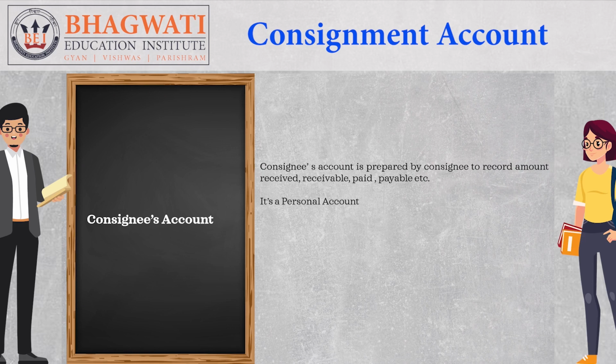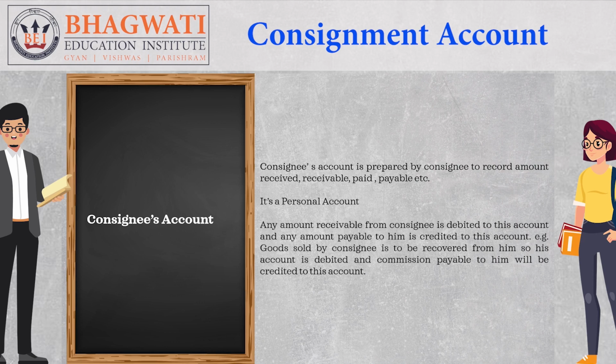Then the nature of this account is personal, and if any amount is receivable from the consignee, say for example he has sold goods on our behalf, so he is liable to pay that much amount to us and we are supposed to receive from him, so we will debit his account. And at the same time, as an incentive for goods sold by him, we are liable to pay him commission, so we will credit his account. In detail we will discuss with the journal entries.